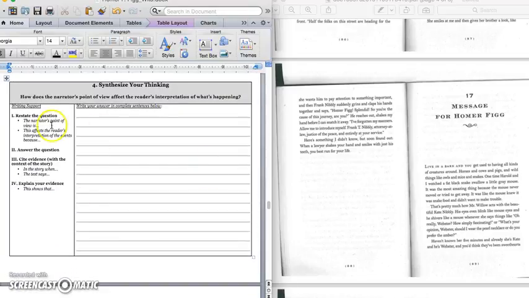And then if you have time, go ahead and write your paragraph. If you don't, you're going to talk about it in the whole group lesson.